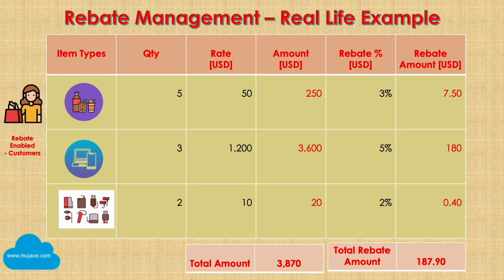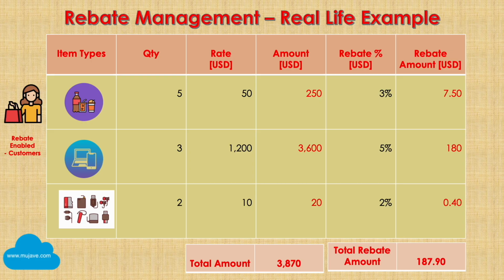First key checkpoint: customer eligibility. The first and most important checkpoint is this: rebate is calculated only for customers who are enabled for rebate calculation. That means, if the customer is not marked as eligible, our script will not calculate any rebate for them. So, the first thing our script will do is check if the customer is enabled for rebate calculation. Only then will it continue.